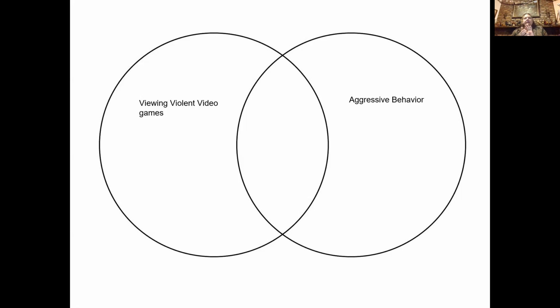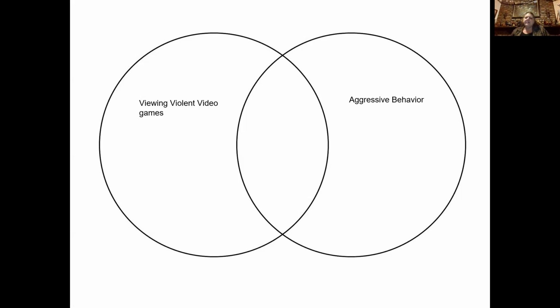Okay, let's take a look at violent video game viewing and aggressive behavior. So on this slide, we have viewing violent video games and aggressive behaviors. And what we notice, a lot of research has shown that we have kids that are viewing a lot of violent video games, and these kids have a lot of aggressive behavior. So this is a relationship that we're seeing.